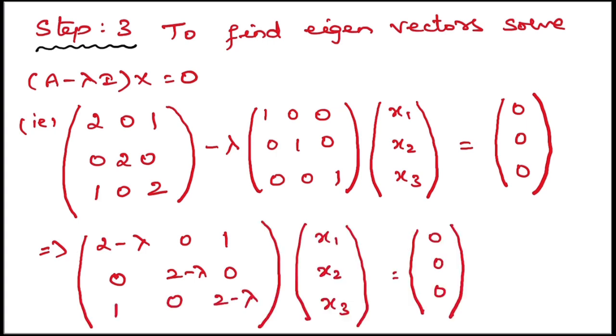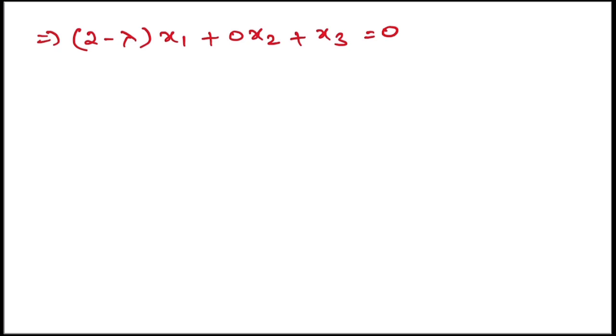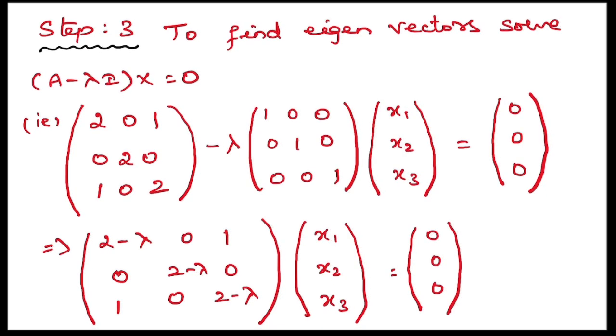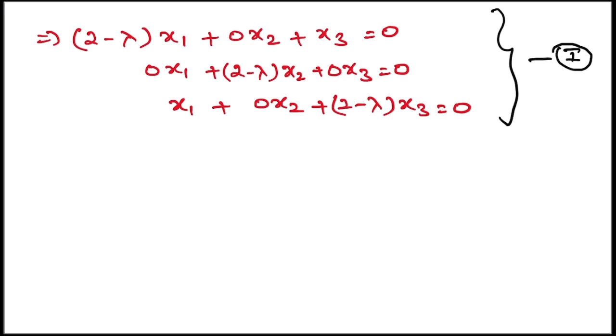Third row, third column is 1, 0, 2 minus lambda, times x1, x2, x3, is equal to 0, 0, 0, which gives 2 minus lambda of x1 plus 0 into x2 plus x3 is equal to 0. Next equation, 0 into x1 plus 2 minus lambda into x2 plus 0 into x3 is equal to 0. Next third equation, x1 plus 0 into x2 plus 2 minus lambda into x3 is equal to 0.